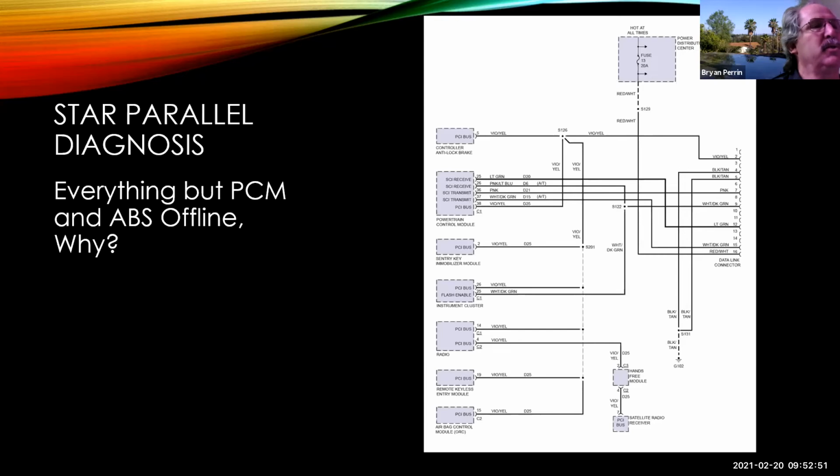Because splice 106 is under the hood and 201's underneath the dash. The bulkhead connector is not shown on this schematic. Part of that's because this is an aftermarket schematic, so maybe I need to go find the factory schematic now. It's going to give me the pin on the bulkhead connector.